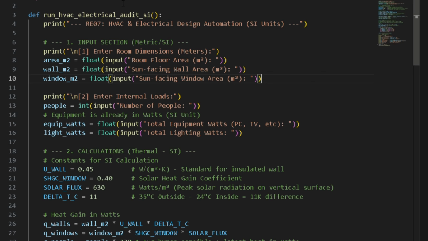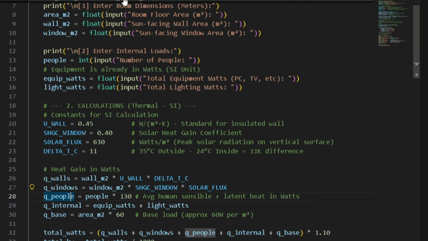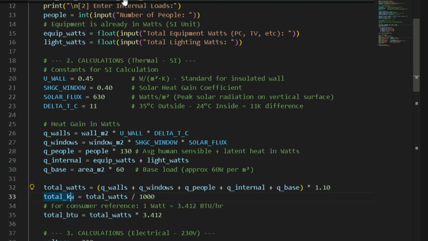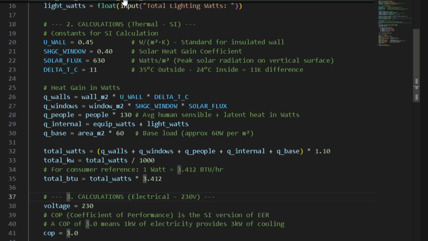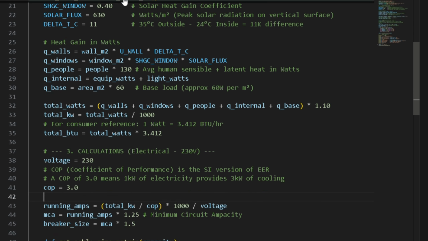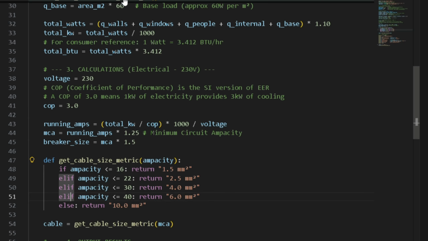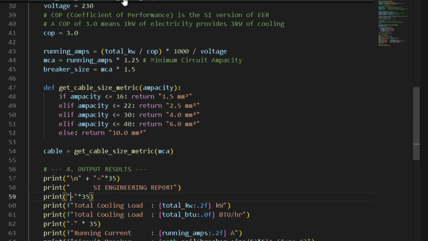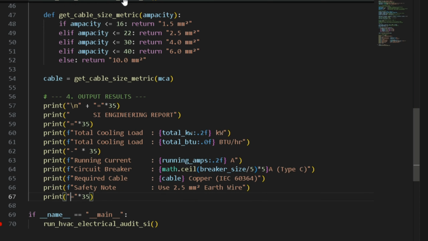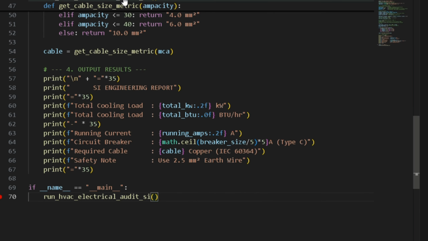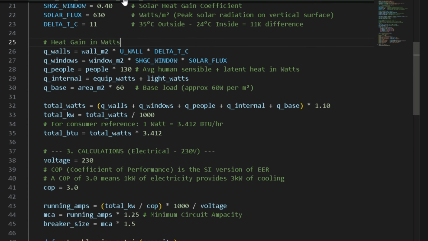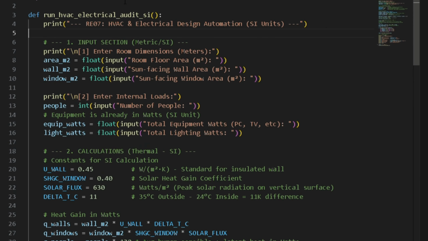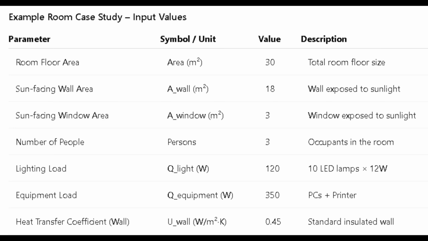Following the completion of your design, and after defining the exact outputs expected from your calculations, carefully craft a detailed prompt that allows the AI to generate clean, correct, and efficient Python code for your computation tool. We will utilize the case study input data table as shown in the screenshot, which includes the following parameters: room floor area, sun-facing wall area, sun-facing window area, number of occupants, lighting load, and equipment load.